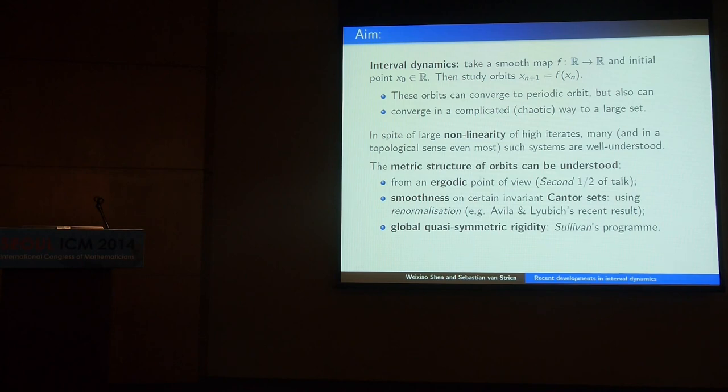The second part of the talk, by Weixiao, the co-author of this talk, is more the ergodic point of view. There's another point of view which Arturo Avila and Misha Lyubich also gave in their talk, which is related to renormalization, and that's looking at smooth structures on Cantor sets, or rather some kind of universality properties on Cantor sets. The property I want to concentrate on in the first half of my part of the talk is about global quasi-symmetric rigidity. I'll explain what that means in a moment.